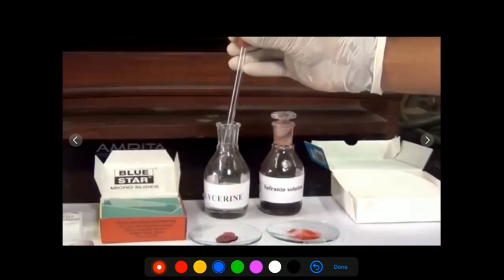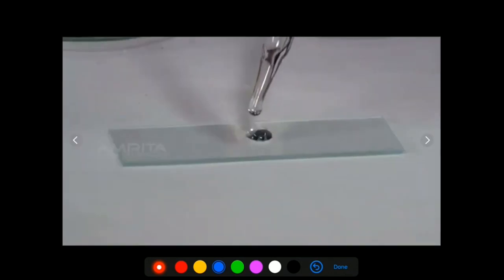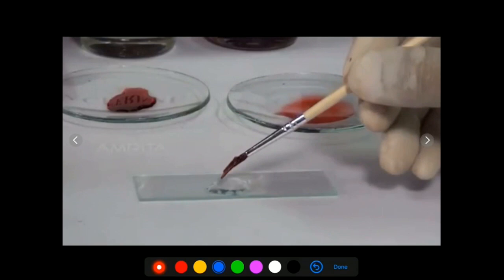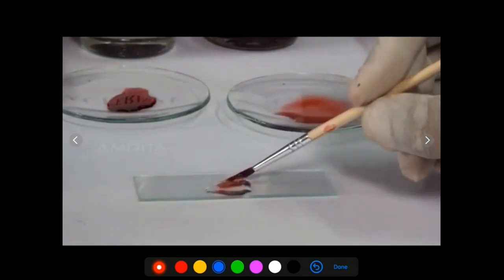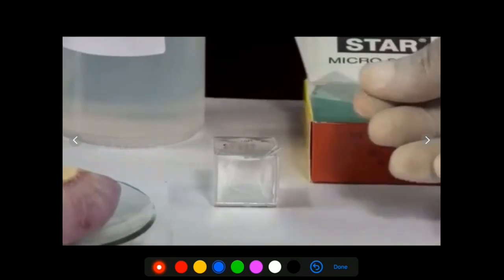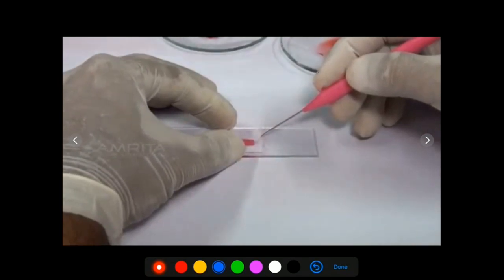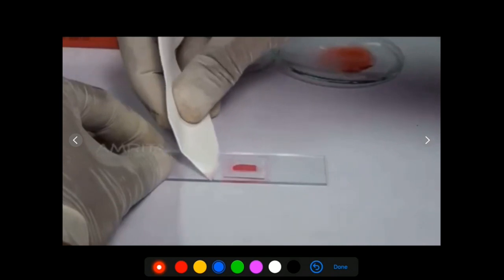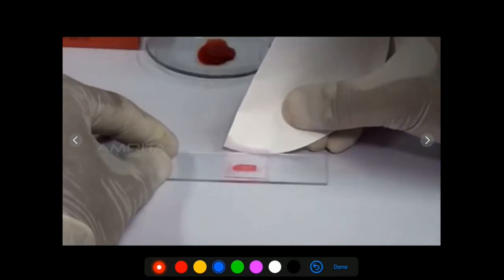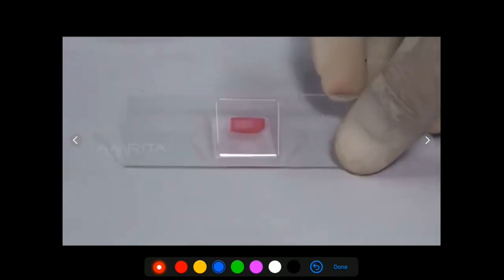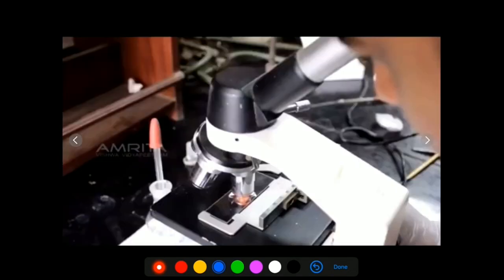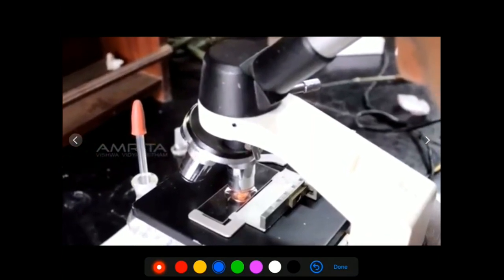Using a dropper, take some glycerine and put 2 to 3 drops of glycerine in the middle of a dry glass slide. Transfer the peel to the slide containing glycerine using the brush. Take a cover slip and place it gently on the peel with the help of a needle. Remove the extra glycerine using a blotting paper. Take the glass slide and place it under the compound microscope. View the slide under the compound microscope.